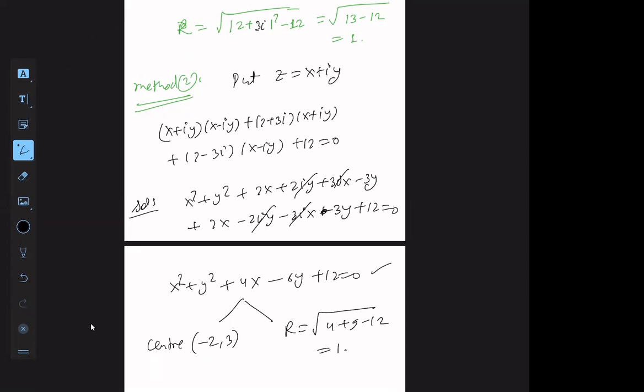Have you understood? Have you all understood this? Have you understood this problem?